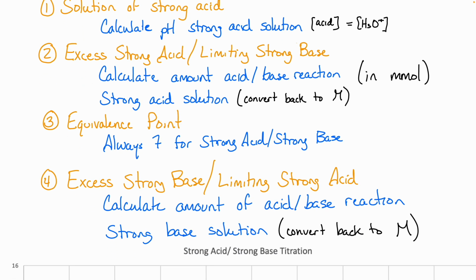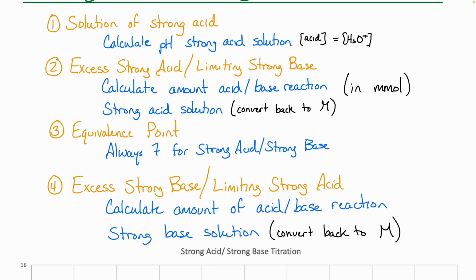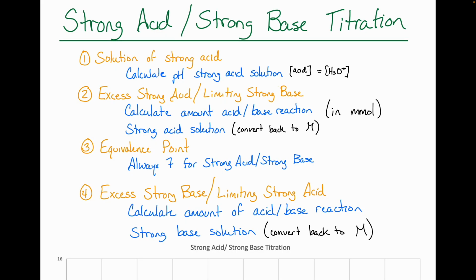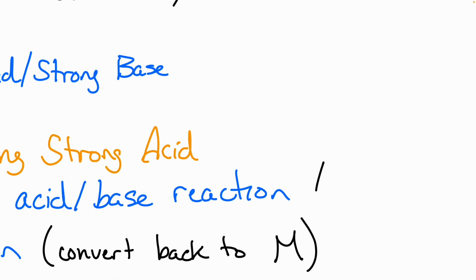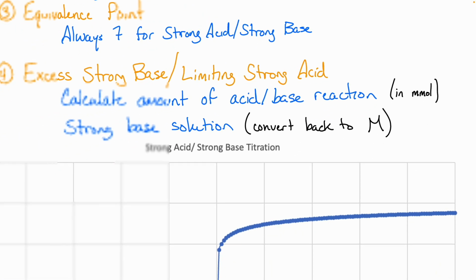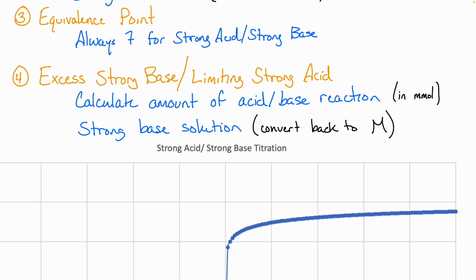And then we get to that fourth region where now we're past the equivalence point and we've kept on adding more base. So we have an excess of strong base and a limiting amount of that strong acid. We again need to calculate how much reaction occurred, and we're going to do so again in millimoles. And then after converting back to molarity, we can calculate the pH of that strong base solution.